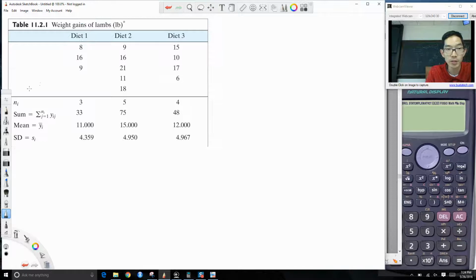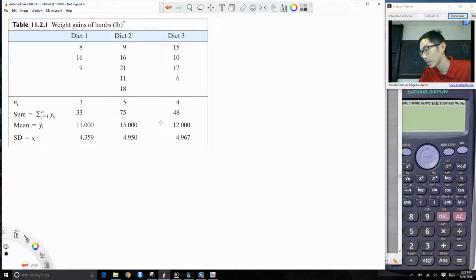Okay, and so here in this example we're putting a bunch of different lambs, like 12 of them, on different diets, and we want to see how much weight they gain after a couple weeks on these diets. We had 3 different diets. On diet 1, a lamb gained 8 pounds, another lamb gained 16 pounds, and another lamb gained 9 pounds, for an average of 11 pounds.